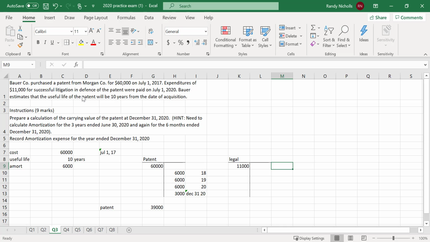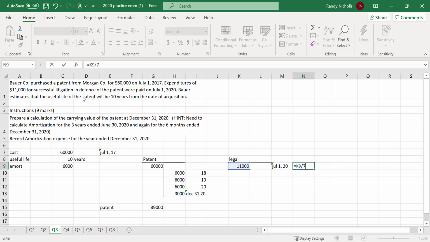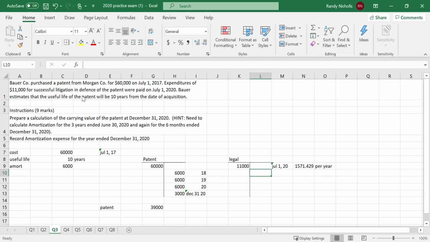And one of the key points on this is, what's the life of that $11,000? And the answer is 7 years. Because the patent had a 10-year life 3 years ago. It's got 7 years left. And I've only got 6 months gone by, so 0.5.